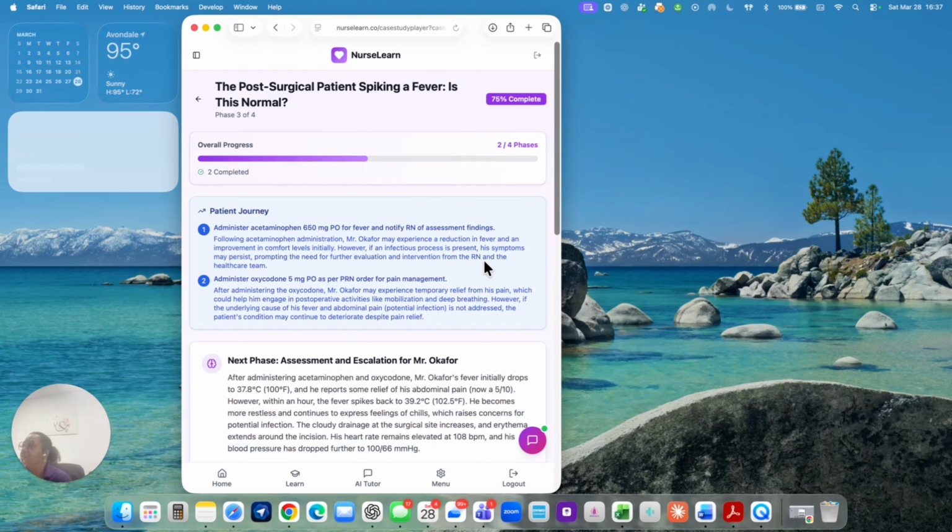Yeah, this guy's going down here. Heart rate is up, blood pressure is down, respirations is up, oxygen's down, temperature is up.